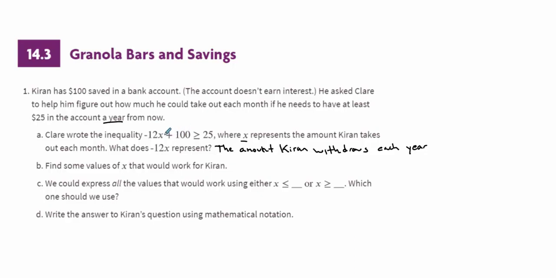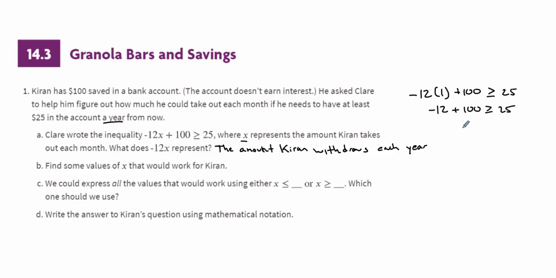If he takes out $1 a month, would he have $25 left in there? So let's try it. If we put a 1 in here, negative 12 times 1 plus 100, the amount he deposited into the bank. He wants that to be greater than or equal to $25. So negative 12 times 1 is negative 12. So that means he took out $12.